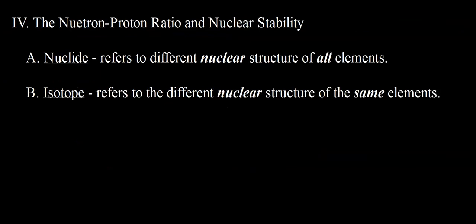All right, a couple vocabulary terms here for you. First, nuclide refers to different nuclear structures of all the elements. So nuclide is just a term for describing the nucleus of a particular atom. Versus isotope. An isotope refers to the different nuclear structures of the same element. So if you're looking at one particular nucleus, one particular atom, we call that a nuclide. Isotopes are of the same element, so they have the same number of protons, but different nuclear structures because they have a different number of neutrons.